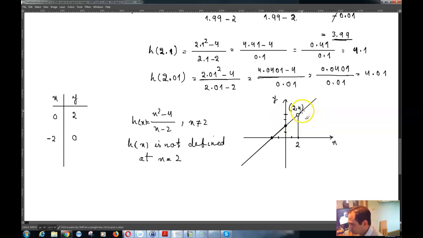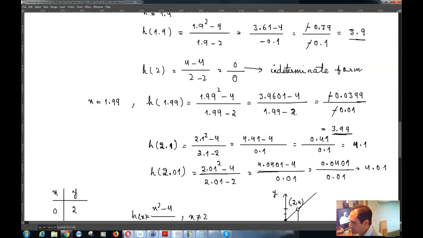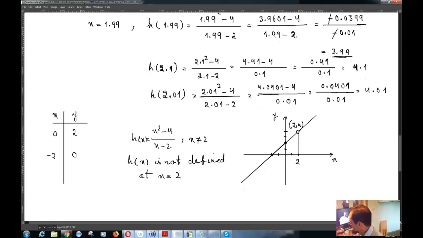And so even based on the graph of the function, you can see that the limit of h of x as x tends to 2, which is equal to the limit of x squared minus 4 over x minus 2 as x tends to 2, is equal to 4. So that's basically that.